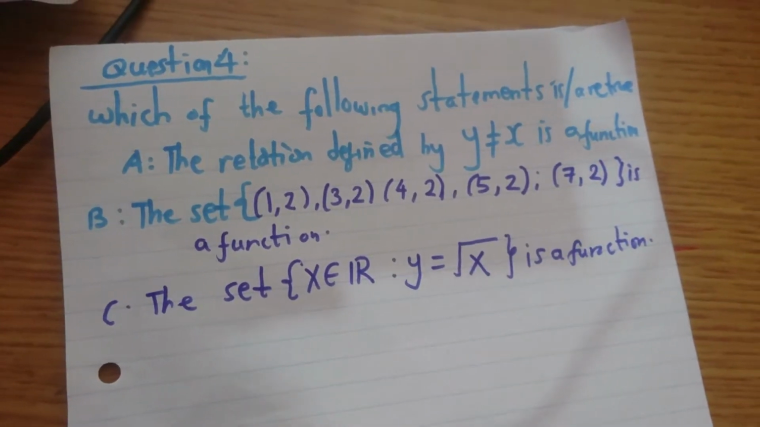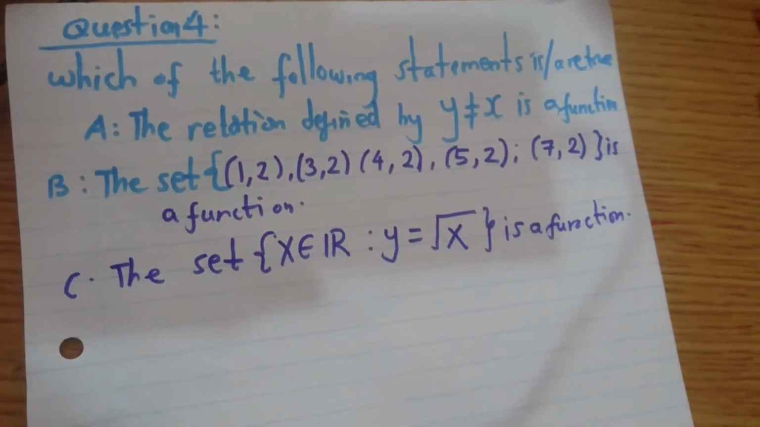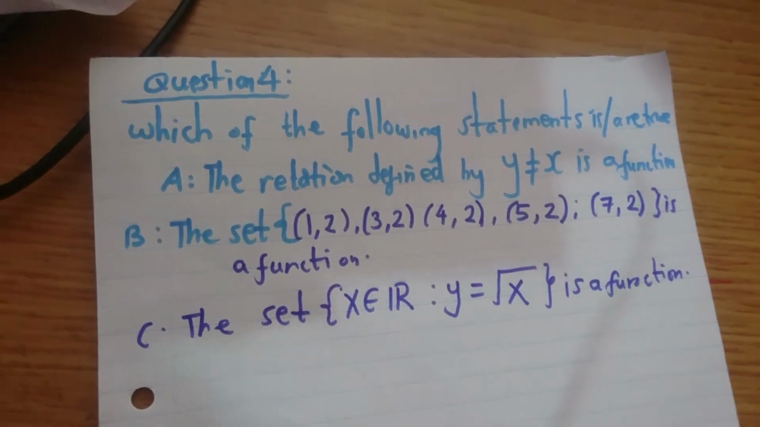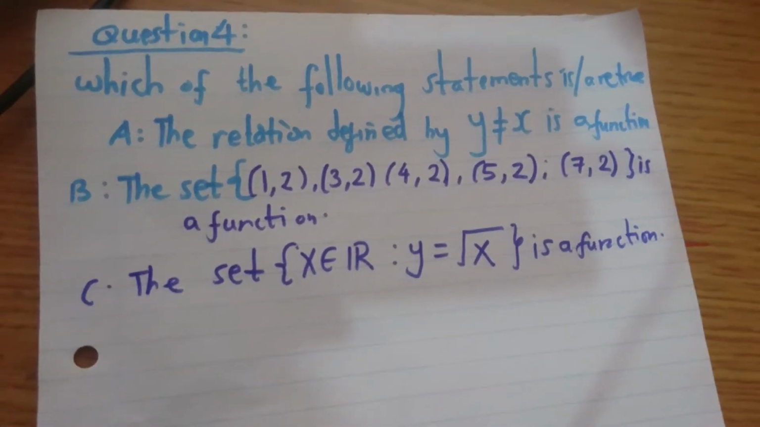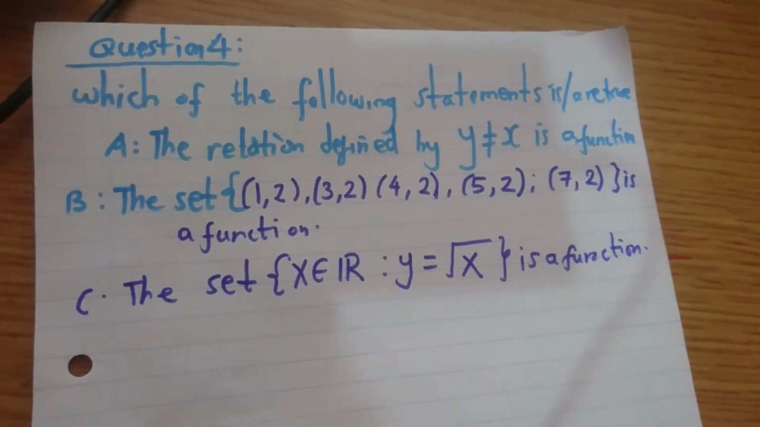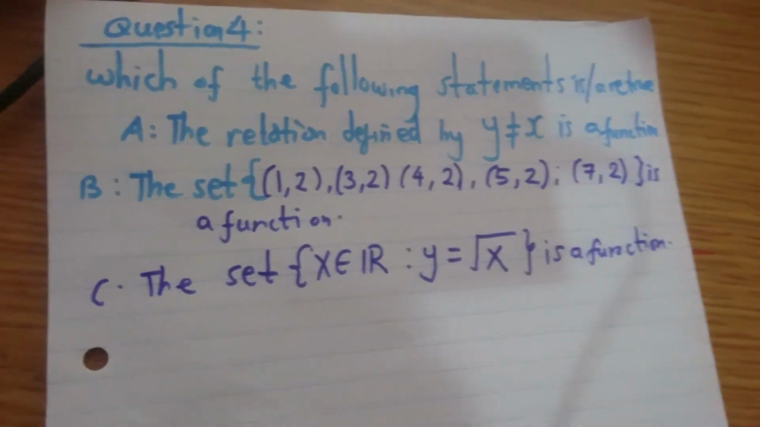They say, which of the following statements... now, question 4, because I was explaining to you how you identify whether something is a function or not a function. So now let's go to the question. Which of the following statements is or are true? The first one: the relation defined by y is not equal to x is a function.